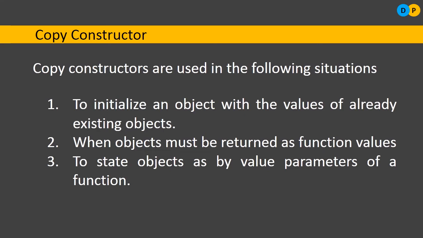The first situation is if I want to initialize one object's value to another object's value, then I can use copy constructor. The second situation is if a function wants to return an object, then I can use copy constructor. The third situation is if a function wants to use an argument by value, where I can use an object, there also I can make use of copy constructor. So these are the three situations where we can make use of copy constructors.